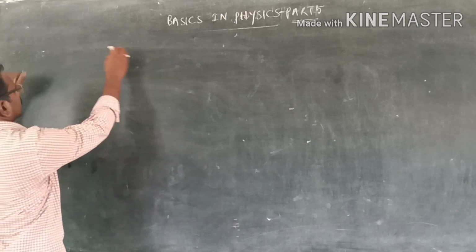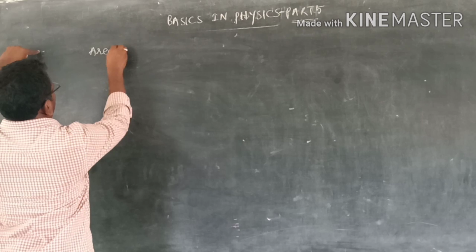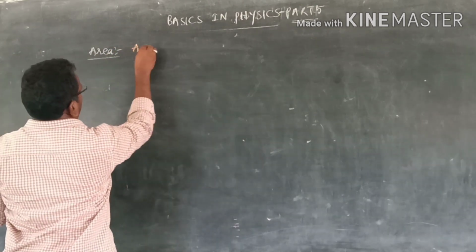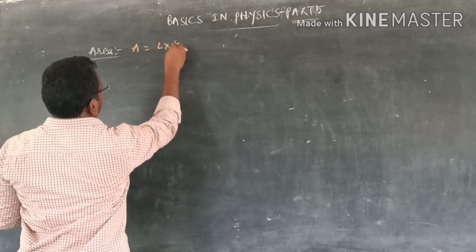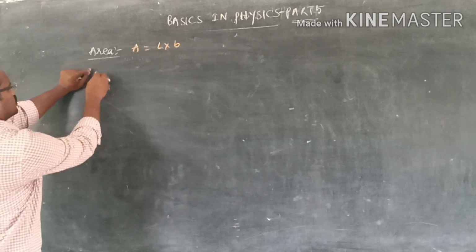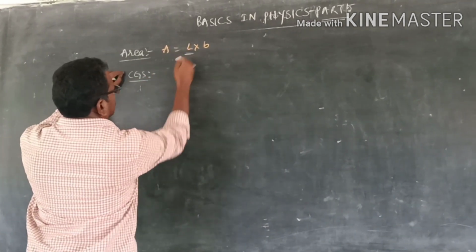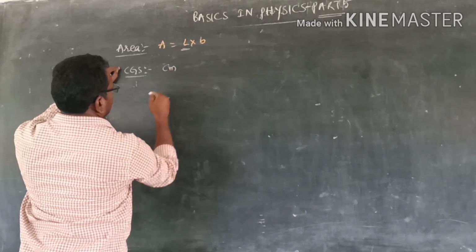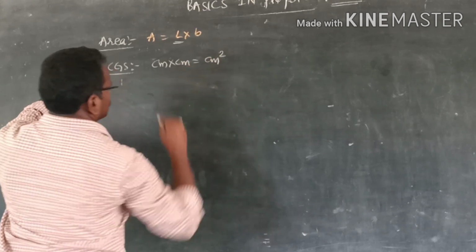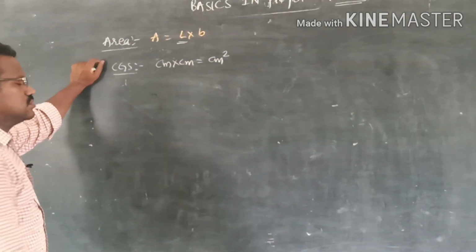Let us start. The first derived quantity we know is area. We know that area is a product of length into breadth. Now I am going to write the CGS unit of area. We know that the CGS unit of length is centimeter, breadth is also centimeter. Now the CGS unit of area is centimeter square.